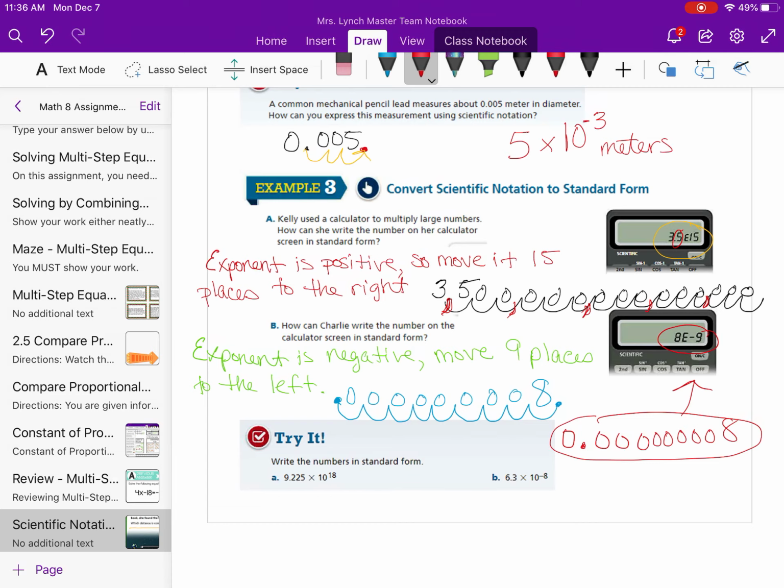Okay, now, similar thing for the negative 9. We should have 9 digits after the decimal. Well, if the 8 is already going to take up one of those places, then we should have 8 zeros, which we do. So again, just keep that in mind. Make things easier on yourself as you get more used to this.